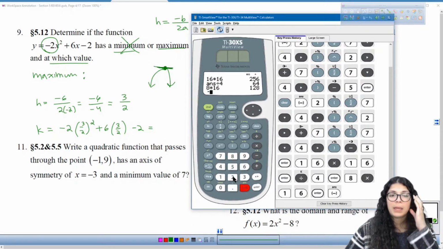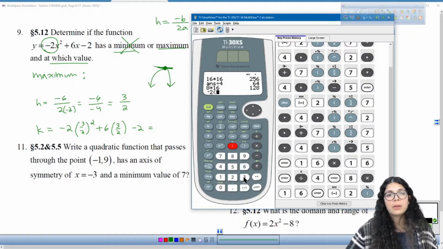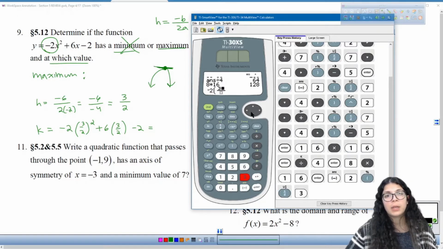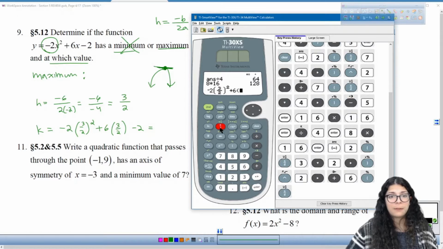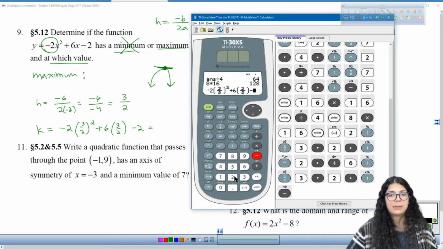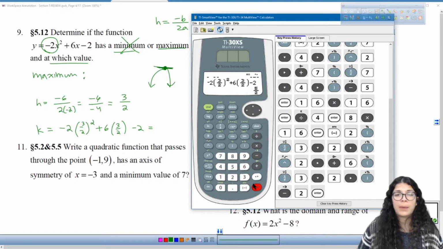Okay, so we can plug in negative 2, and then open parentheses, a fraction, 3 in the numerator, click down to the denominator, 2, go to the right to get out of the fraction, close the parentheses, power of 2. Go to the right to get out of the power, and then we need to add 6 times, open parentheses, we need a fraction, 3 in the numerator, go down to the denominator, 2 is the denominator, go to the right to get out of the fraction, close the parentheses, minus 2. We hit enter and we get 5 over 2.